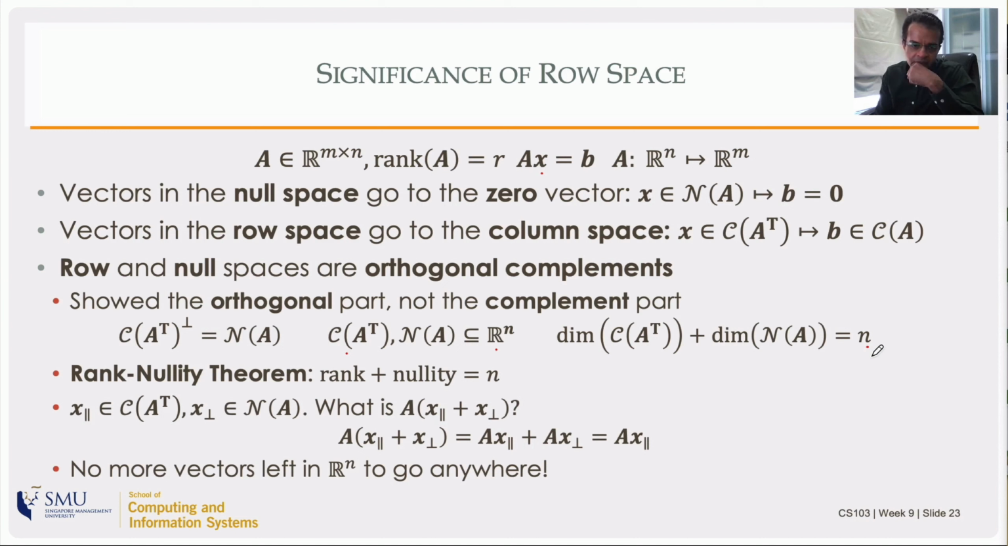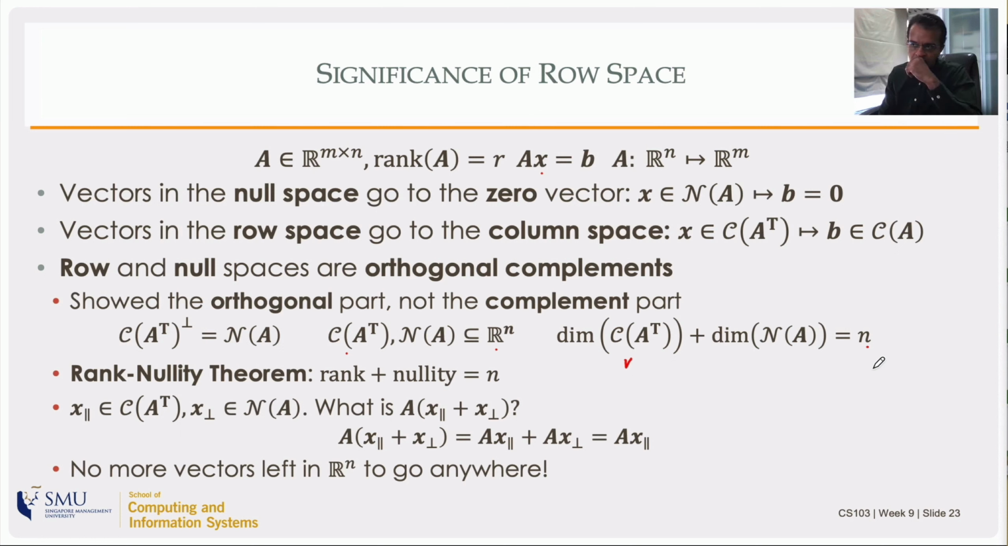Now, what's the dimension of the row space? That is the number of linearly independent rows of the matrix A, which is the rank of A. So this is the rank, and the dimension of the null space is called the nullity. That is the rank-nullity theorem, saying that the rank of a matrix plus its nullity is the number of columns of the matrix.